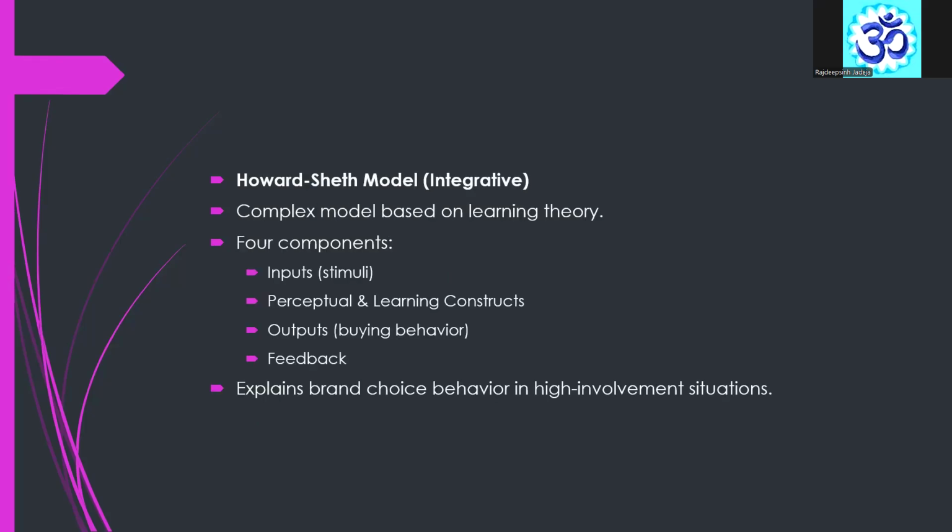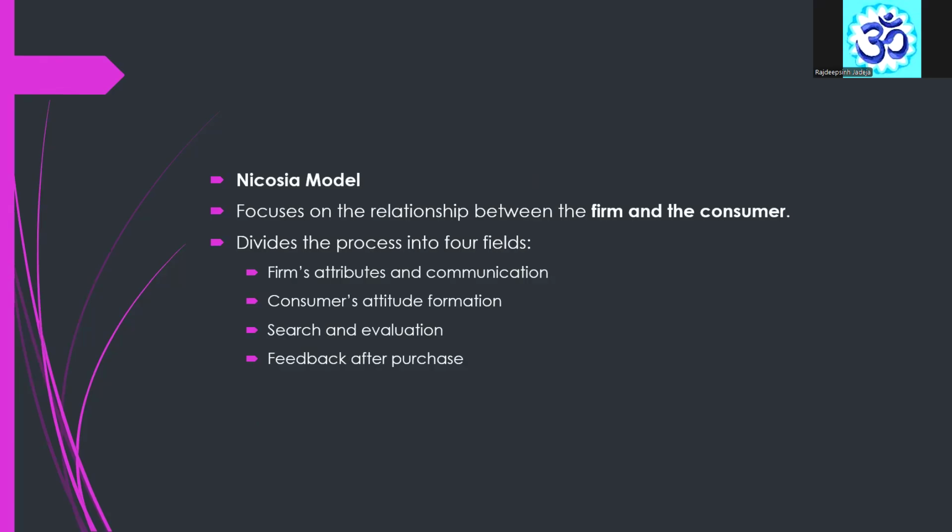Then comes the Howard Sheth model, which is integrative. It's a complex model based on learning theory, and there are four components in the Howard Sheth model. First is inputs, which are called stimuli, then perceptual and learning constructs, then outputs, that means buying behavior, and last but not the least is feedback. It explains brand choice behavior in high involvement situations. So the Howard Sheth model explains that we choose a brand in a high involvement situation.